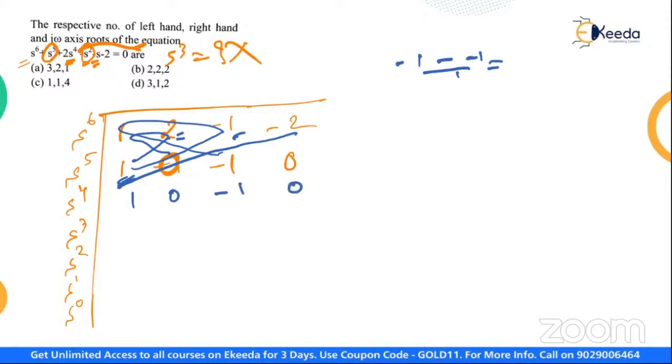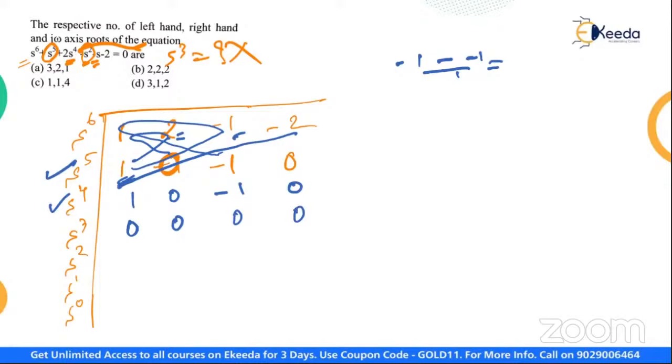Now next one. How to find s cube? See, now if you just observe here, you have got the s to the power 5 row and the s to the power 4 row to be equal. And whenever you have got 2 rows which are equal, then definitely the next upcoming row is going to be a row of zeros. So this is going to be 0, 0, 0, 0. Now, what happens to s squared?